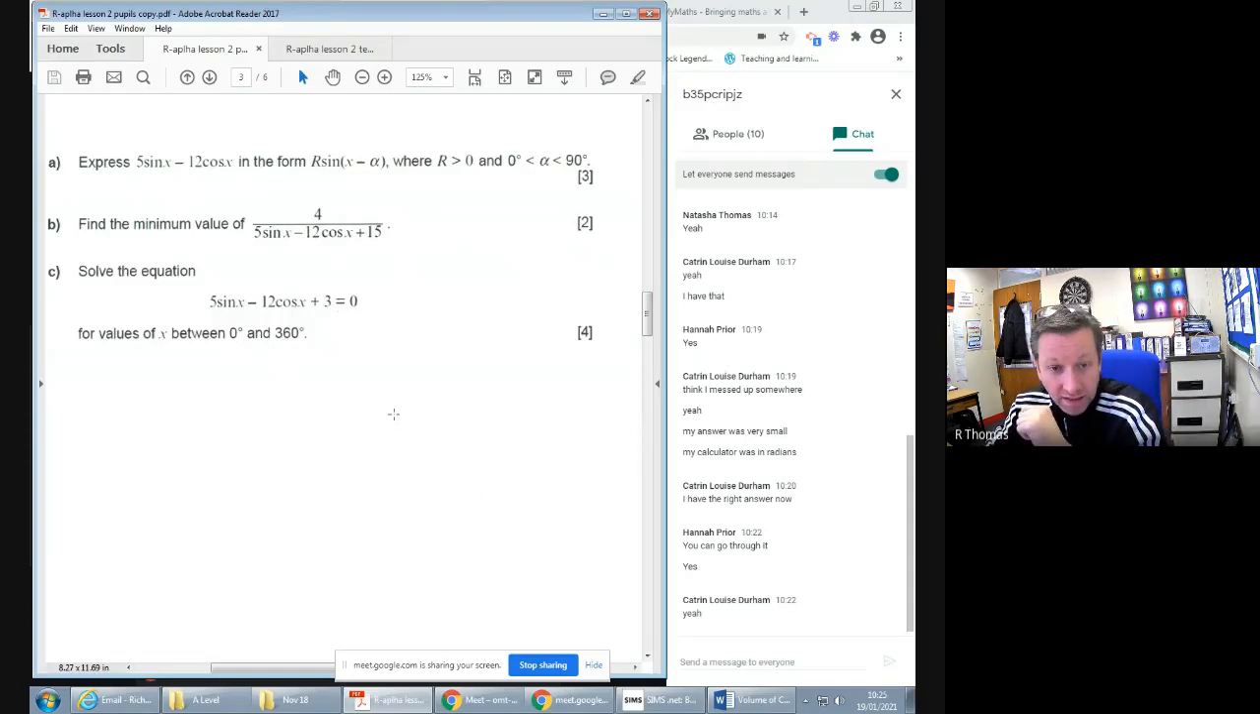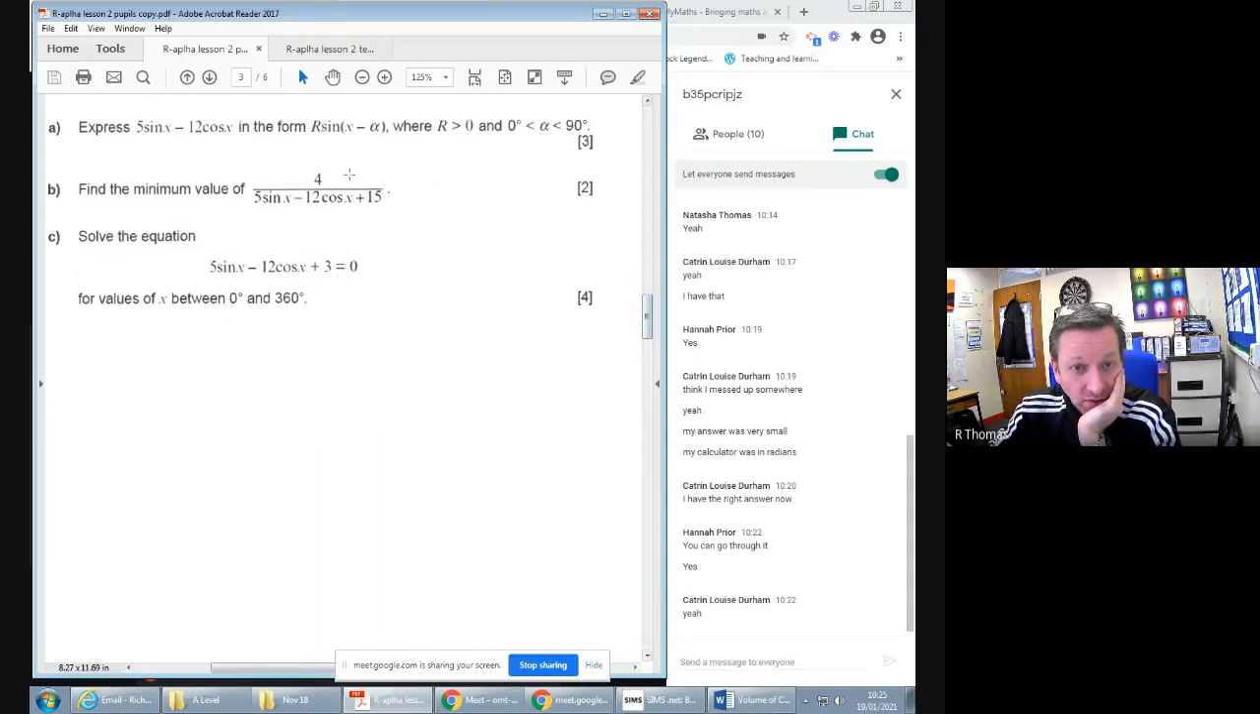Right, have a crack at that. I'll give you a full 4 minutes, and then I'll go through the solutions. Right, so I will start you off. So expanding this is r sine x cos alpha minus r sine alpha cos x. Say it again. R sine x cos alpha minus r sine alpha cos x. Right, have a crack.